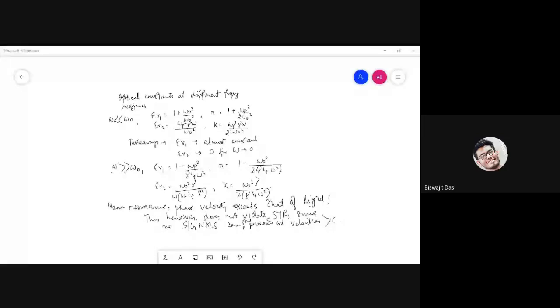Okay. So basically, what we saw in the last class was the real part and the imaginary part of the refractive index. We saw how the frequency dependence works. Typically, what happens when the frequency is very close to the resonance frequency, or the frequency of the electron.